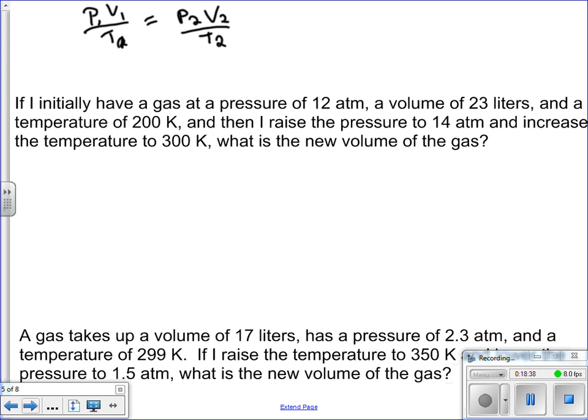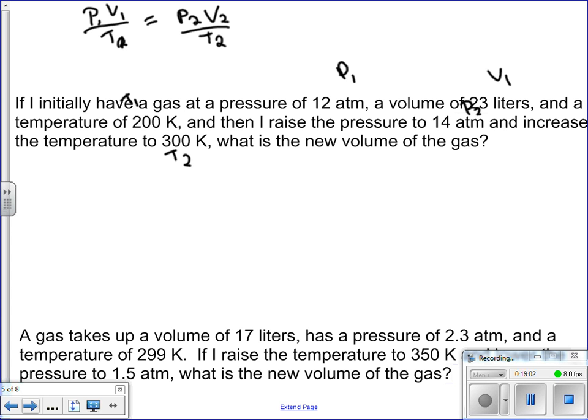So if I initially have a gas at a pressure of 12 atmospheres, P1, a volume of 23 liters, V1, and a temperature of 200 K, T1, and then I raise the pressure to 14 atmospheres, P2, and increase the temperature to 300 K, T2, what is the new volume of the gas?